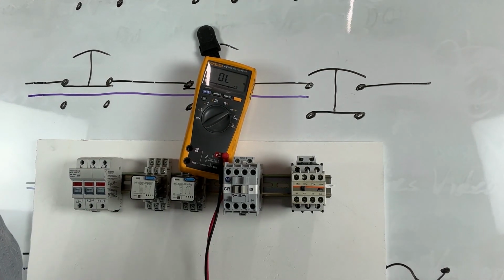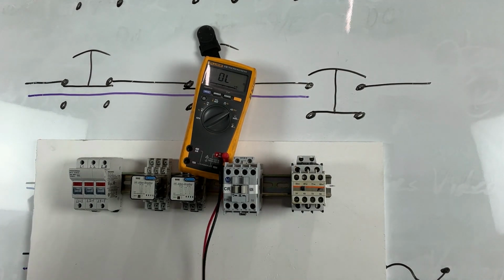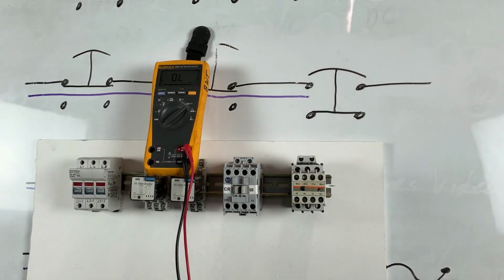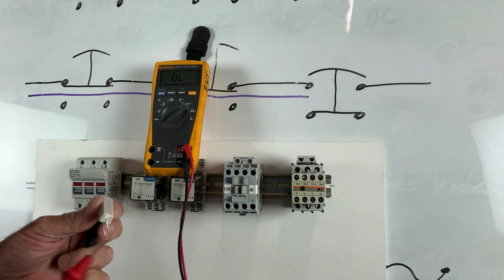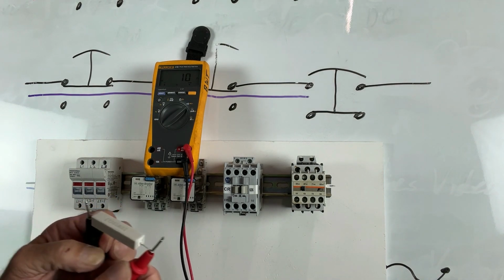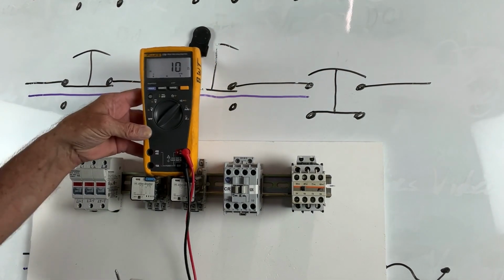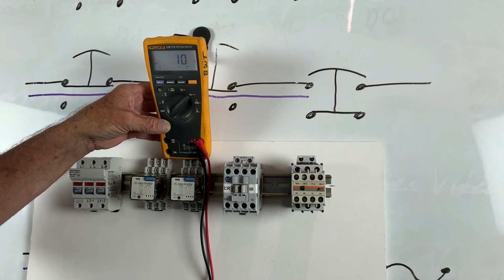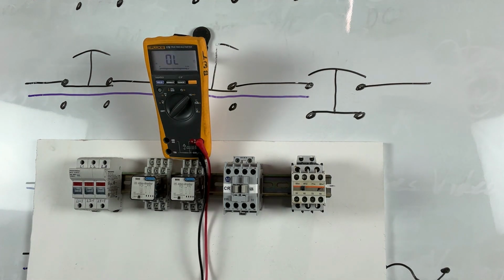So now that's measuring some components and showing you how to use a meter on resistance, continuity. And I'm going to show you a resistor right here. See, now that's showing you that we've got 10 ohms. And that's what this resistor is. It's a 10 ohm resistor. I've got another resistor right here.